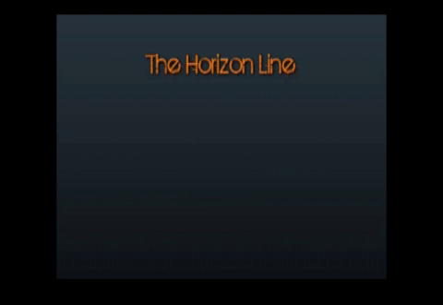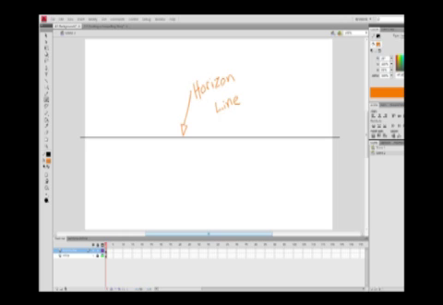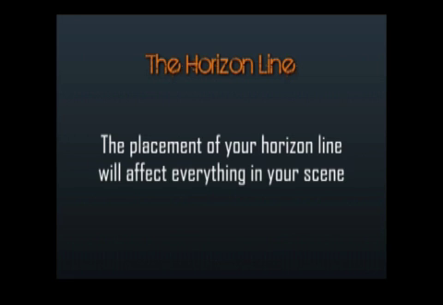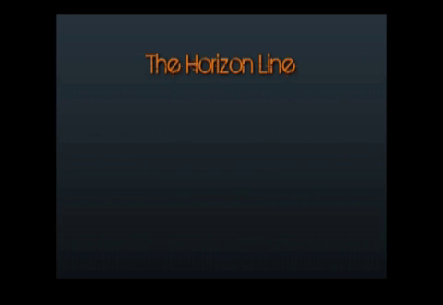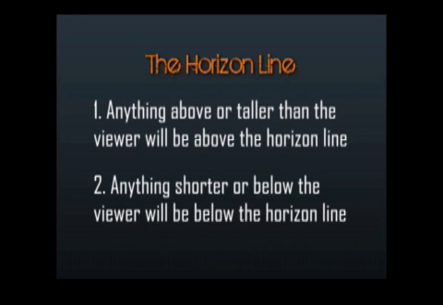Now that we understand the basic principle of perspective, let's talk about the horizon line. The horizon line is a straight horizontal line across the screen that represents the viewer's eye level. We take our visual cues for every object that we are looking at from the horizon line. Its placement will determine whether you are looking up, down, or straight across the environment. There are two rules that come along with having a horizon line. Anything above or taller than the viewer will be above the horizon line, and anything shorter or below the viewer will be below the horizon line.